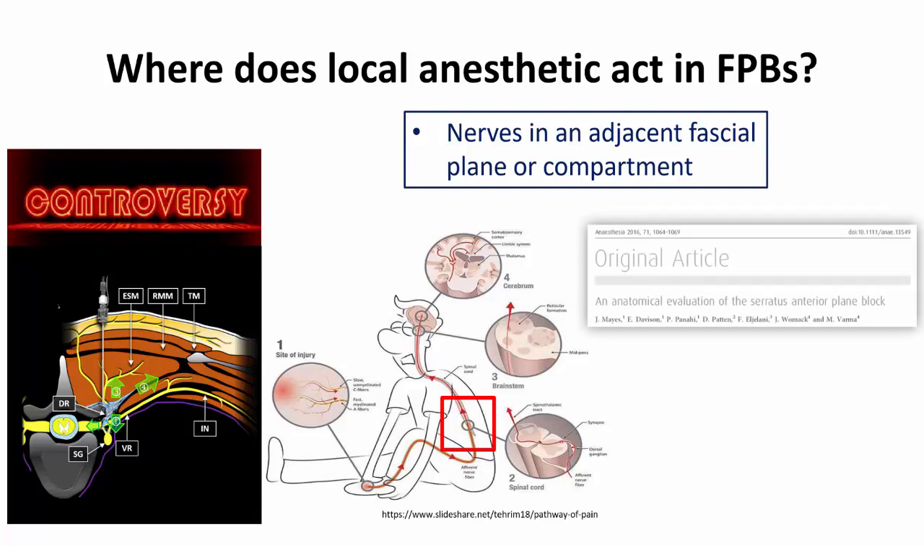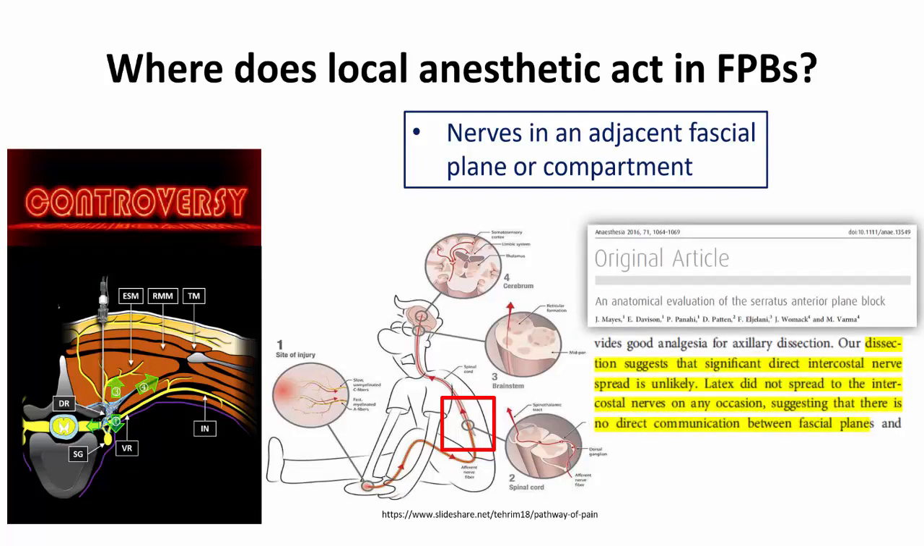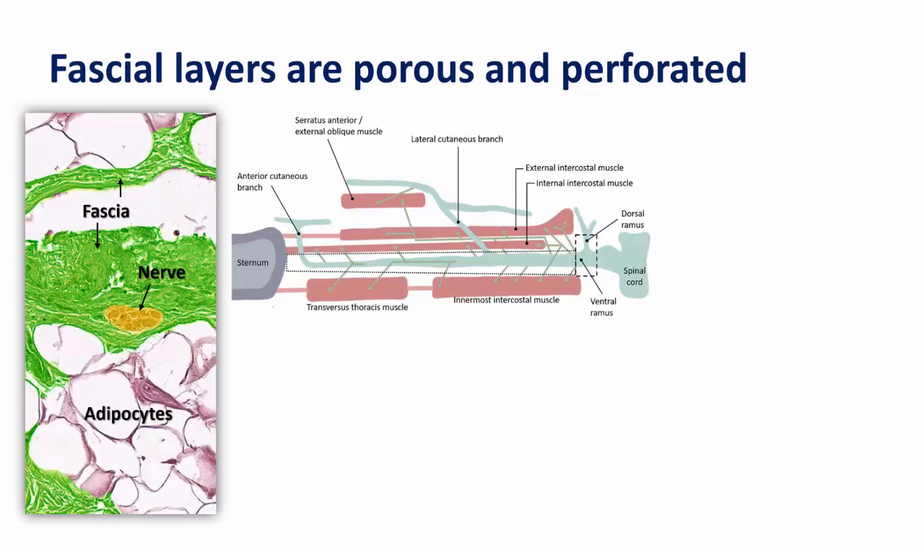However, a similar question has also been posed for the serratus anterior plane block. Does that penetrate to intercostal nerves? Although the findings of this one cadaveric study did not support this, this may in fact be quite plausible. We've already discussed the fact that fascia is actually a porous structure perforated by multiple nerves and vessels through which fluid can pass. And in the case of intercostal nerves, there are multiple muscular branches that arise to pierce and supply the different layers of the chest wall.